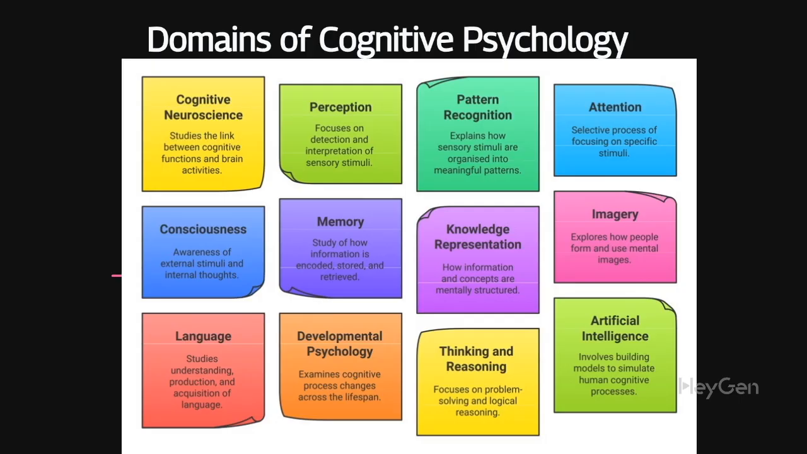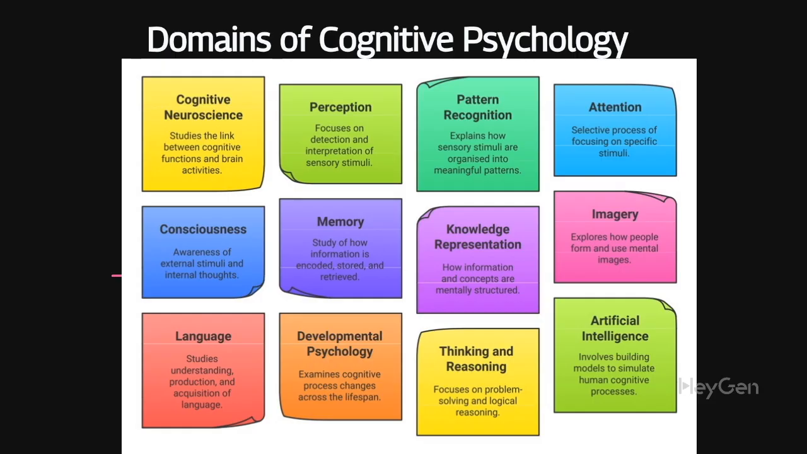Domains of cognitive psychology. Cognitive neuroscience. Today, cognitive psychologists and neuroscientists work closely together. Psychologists seek neurological explanations for mental processes, while neuroscientists use cognitive theories to interpret brain activity. Every thought or memory involves electrochemical processes in the brain and nervous system.